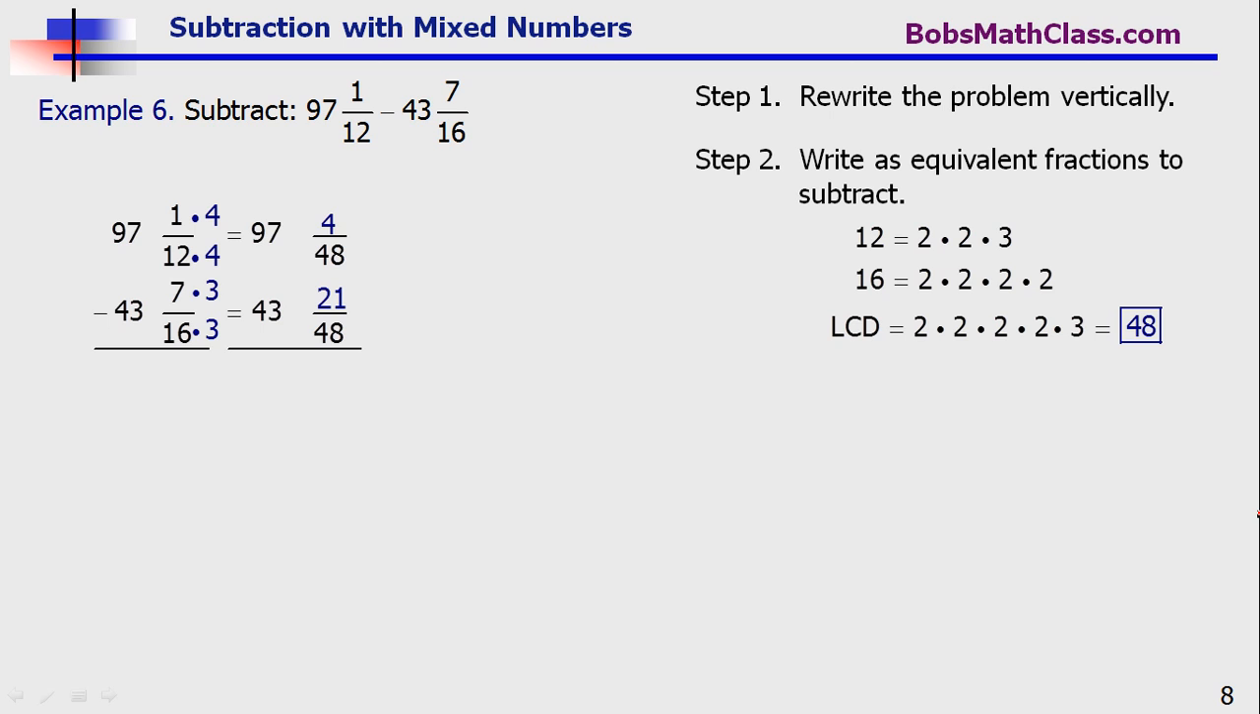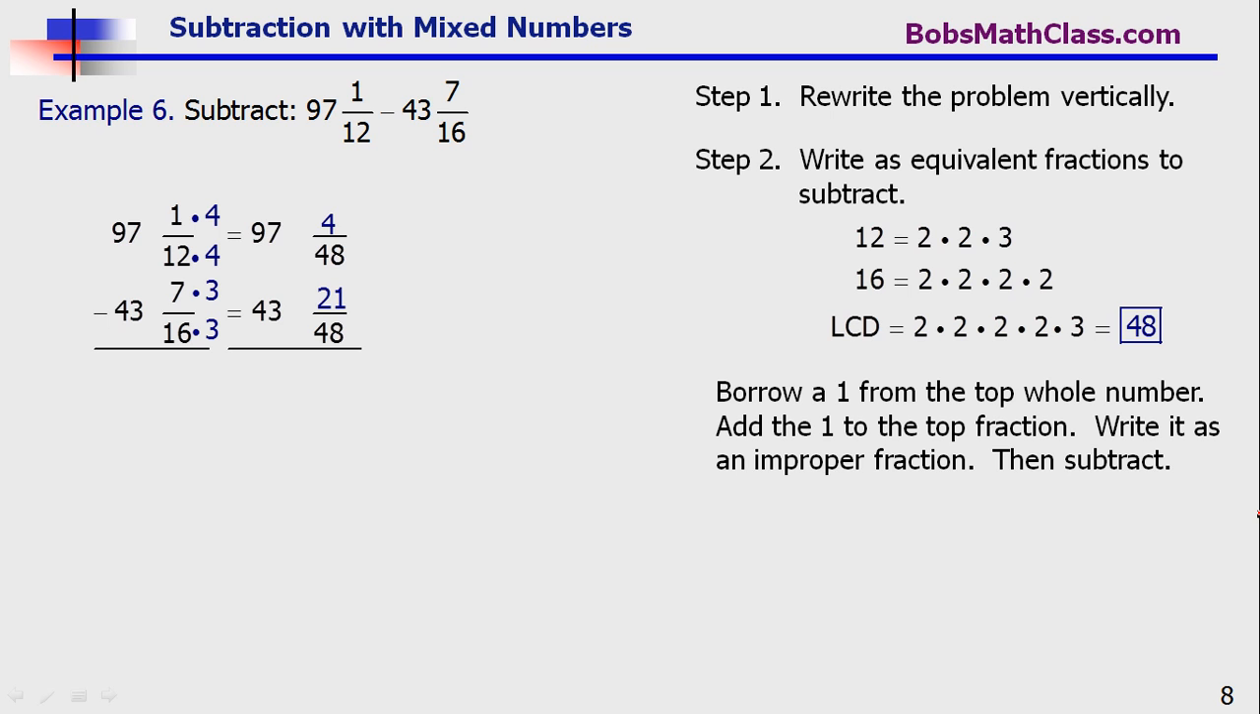Okay, so there's some borrowing here. We cannot subtract 21 from 4, so we're going to have to borrow a 1 from the 97. And then we're going to add that 1 to the fraction, and then change that fraction into an improper fraction, and then we could subtract. Okay, always pause and work it out. Everybody takes a different amount of time to work something out, so always keep pausing and work it out on your own.